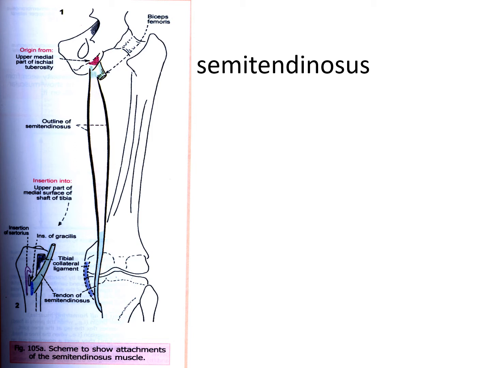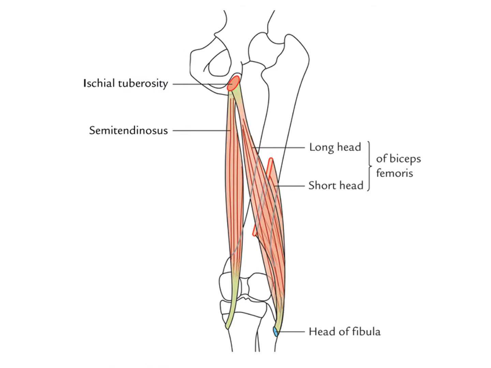Now the first muscle is semitendinosus. Semitendinosus arises from the ischial tuberosity and inserts just behind sartorius and gracilis, on the medial surface of the tibia, just below the medial condyle of the tibia. Behind sartorius and gracilis there is the insertion of semitendinosus, and its origin is the ischial tuberosity. So the first muscle is semitendinosus. Why is it called semitendinosus? Because it has a tendinous insertion.